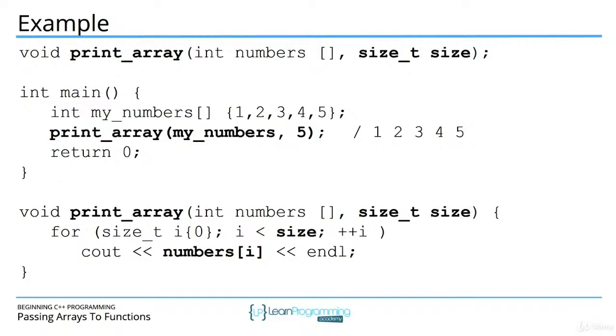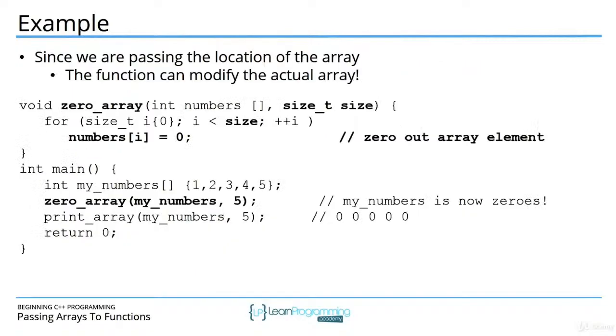This looks great, but there is one potential gotcha that you need to be aware of. Since we're passing into the function the location of the actual array that was declared in main, that means that we can modify that actual array from within the function. This could be useful in the case of a function like zeroArray that we can call whenever we want to zero out all the elements in an array. However, in the printArray function, we don't want to modify the array. If we do, it's probably an unintentional error. We'll see how to protect ourselves from this kind of error in the next slide.